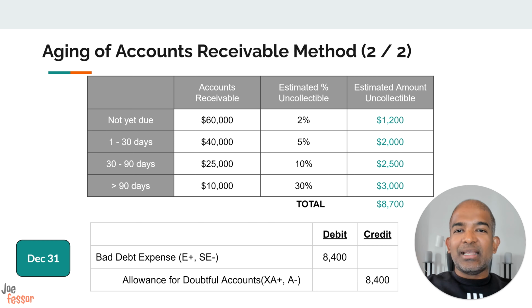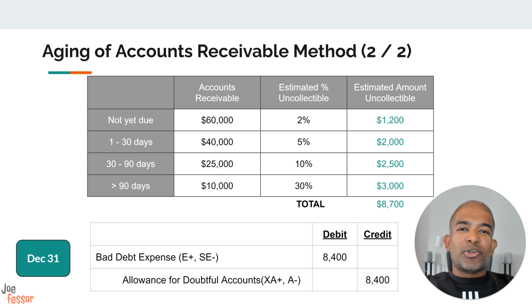Estimations are not always perfect, right? Companies look at trends and they learn from their past estimations. They can always make corrections in the forthcoming years. So regardless of whether the allowance account was left with a credit or a debit balance, now we know what journal entry has to be made in order to finish with a desirable balance.